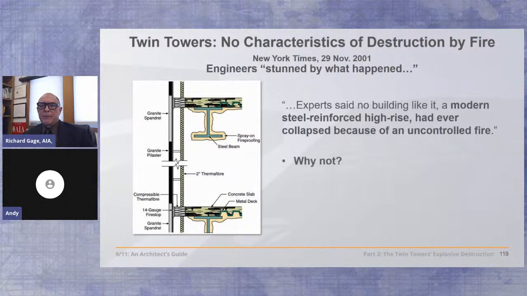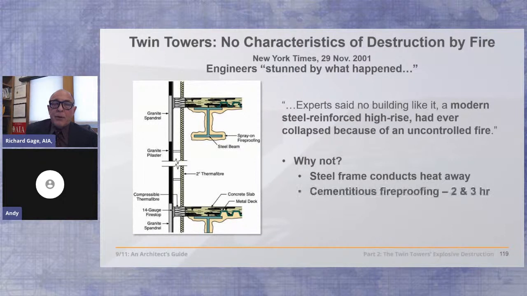Why don't steel frame structures collapse due to fire? Well, one reason is that steel is very dense. It conducts the heat away from its source. So the steel beam, for instance, rarely gets to its critical temperature, 1200 degrees Fahrenheit, at which it can lose half of its strength and begin to sag. We want to make sure that never happens, so we put cementitious fireproofing on these, 4 to 6 times more than we think we'll ever need.